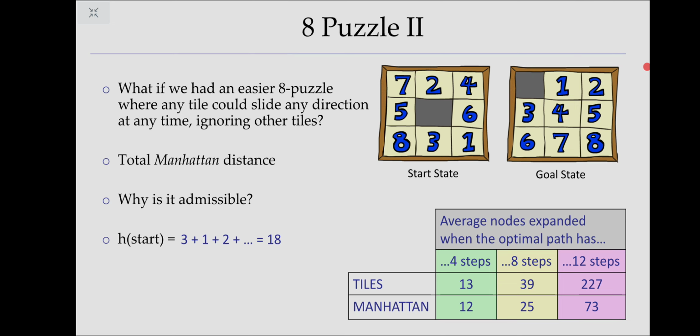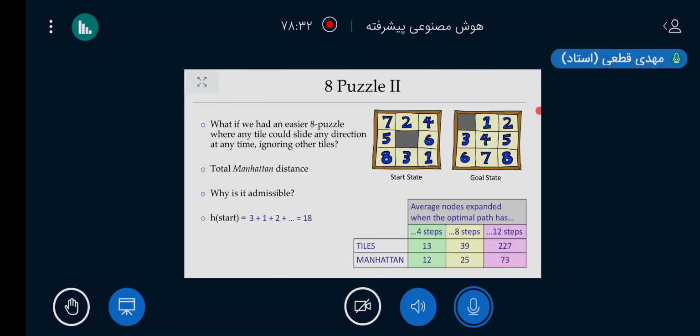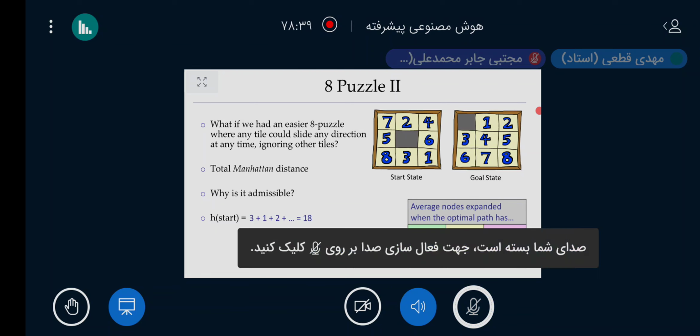Is there any problem? You are unmuted. Is it necessary to discuss more? You are now muted. No need?